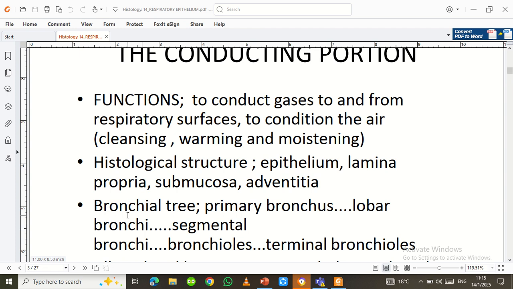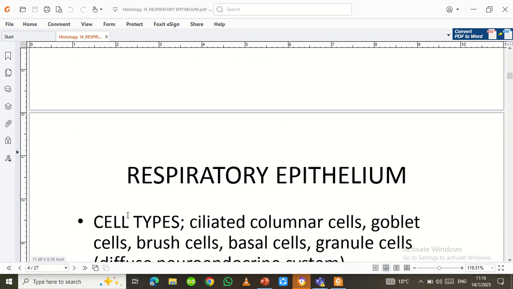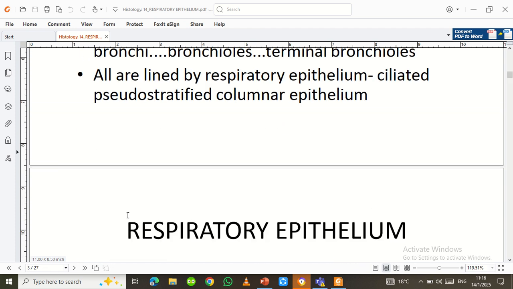From segmental bronchi, we're going to have bronchioles, and then the terminal bronchioles. The terminal bronchioles are part of the conducting portion. That's where the conducting portion ends. The epithelium that lines this conducting portion is mainly respiratory epithelium, which is ciliated pseudostratified columnar epithelium.